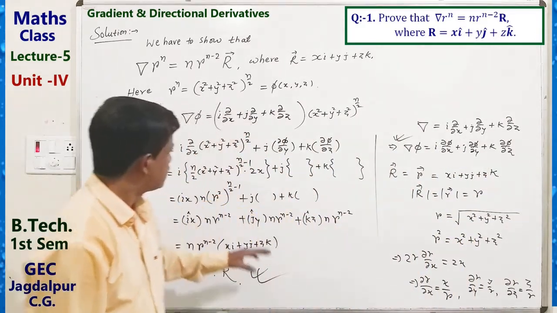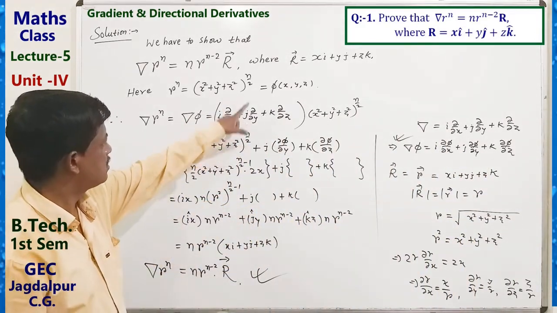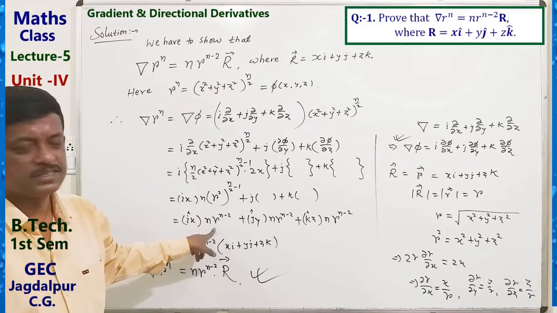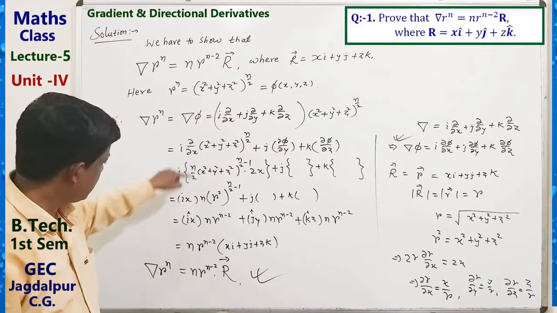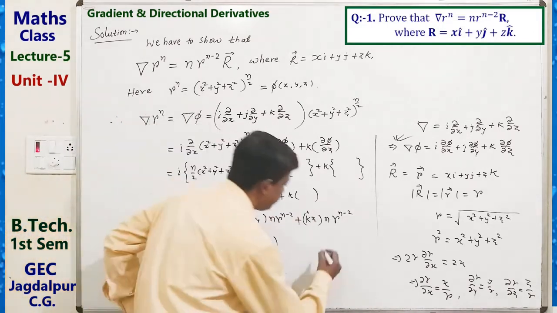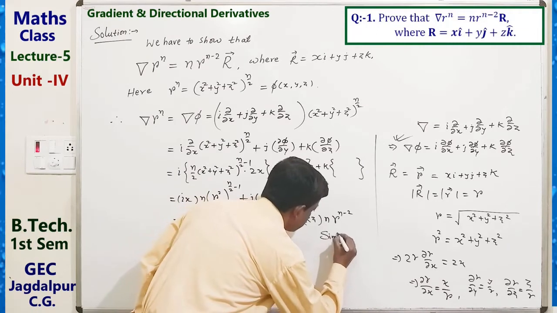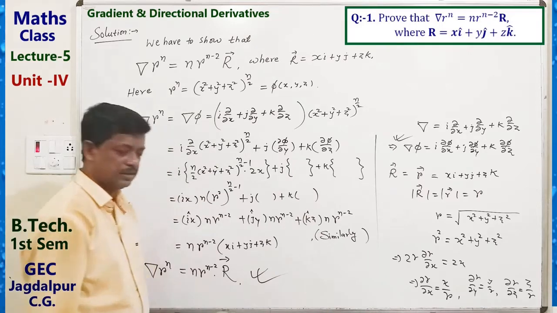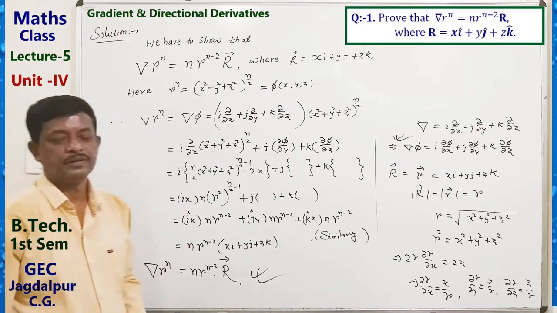So here a similar process: ∂φ/∂x, ∂φ/∂y, ∂φ/∂z. This is ∂φ/∂x, in a similar fashion. Here x, here y, here z. So we can write similarly. Okay, so this is the result.